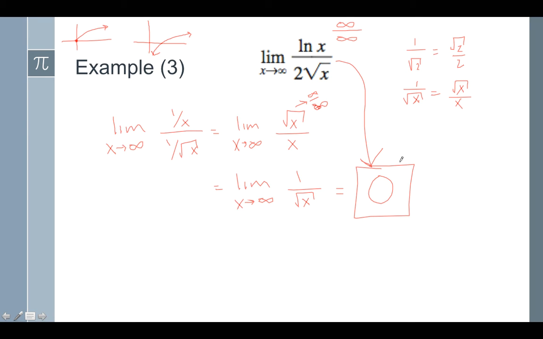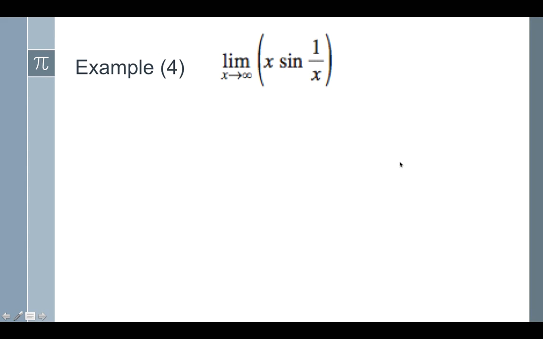All right, I have 2 more examples here. This one's a little bit tricky. If we were to look at this function, as x goes to infinity, that means this becomes infinity. And the sine of 1 over x, so as x gets really, really big, this gets closer to 0, and the sine of 0 is 0. So then we get that infinity times 0 piece.